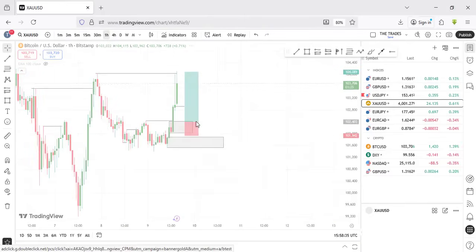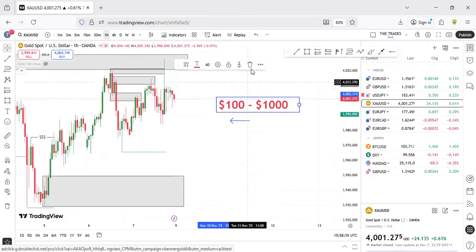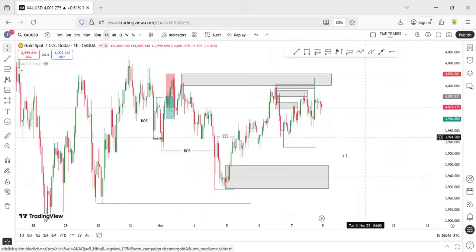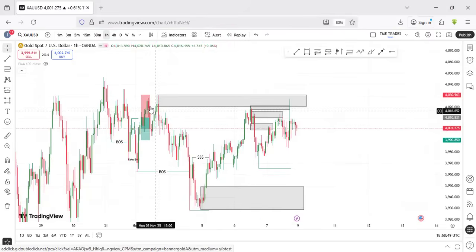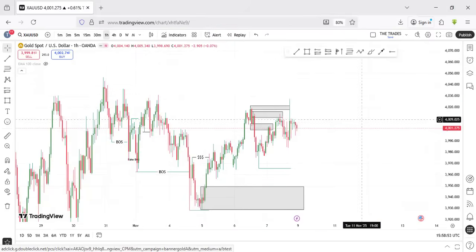Then on gold, we are not going to be talking about anything on gold, right? But on Wednesday, I will explain and give us bias on gold because gold has been behaving very, very funny lately. So I'm not going to be saying anything on it.